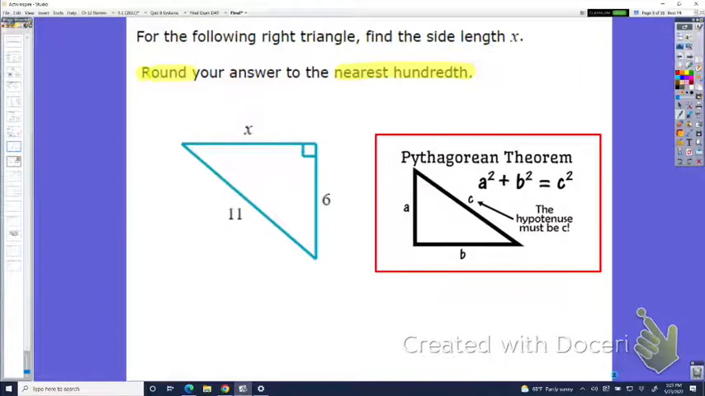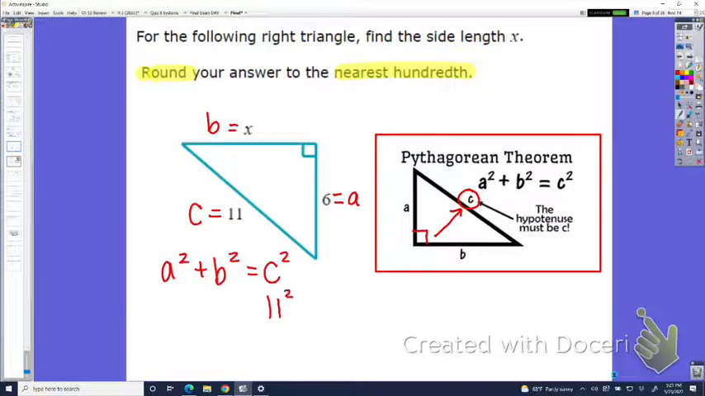Next, you're going to have a right triangle, and you need to find the side length. So this is where you use the Pythagorean theorem. Your right angle is here, and whatever's across from it, that's C. That is your hypotenuse. Okay, so you have to be careful of what you substitute in there. A and B are the legs, so C in this case is 11. We can call this A, and X up here is B. So A squared plus B squared equals C squared.